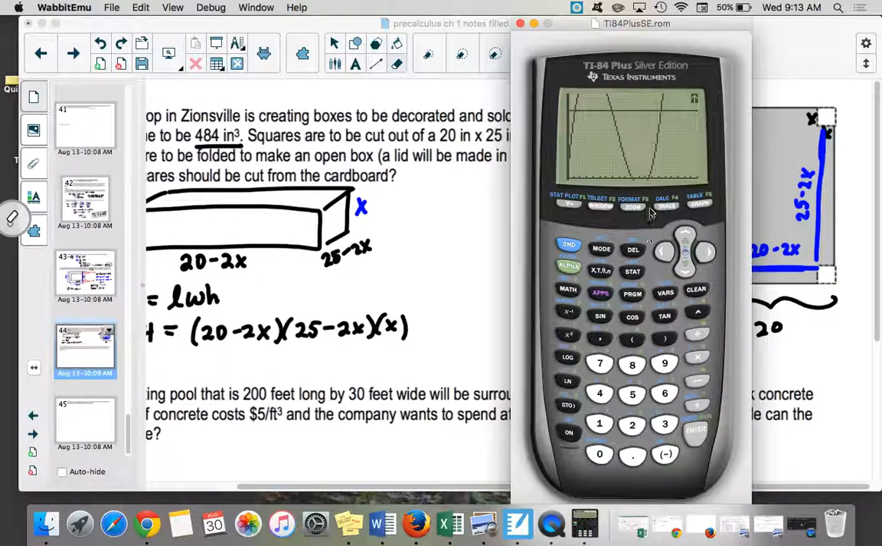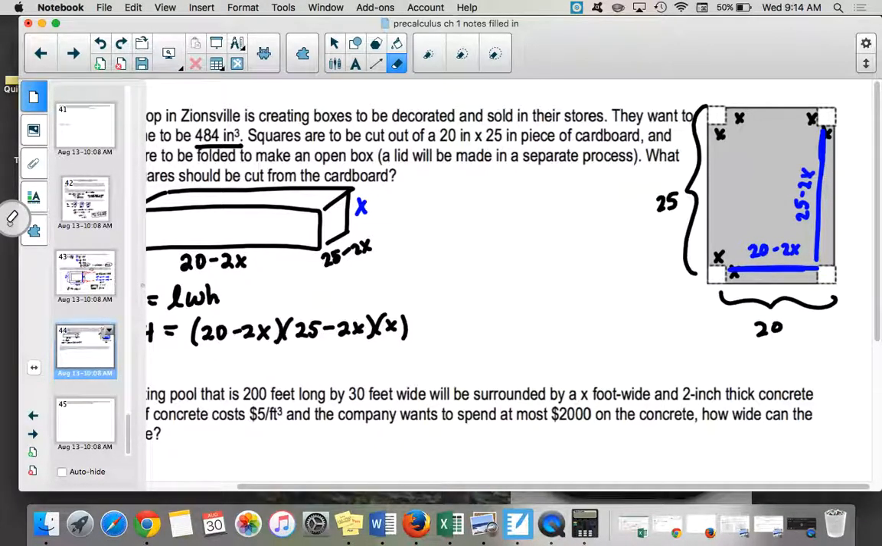So do second trace, intersect. And we'll go along the first curve, and then we'll hit enter. And then it will say second curve, and it's still in the same spot, so I hit enter. And then guess, same thing. So it looks like 1.222. So x equals 1.222.